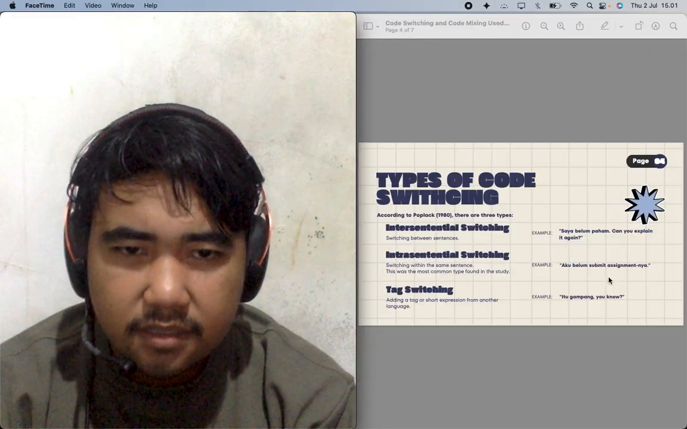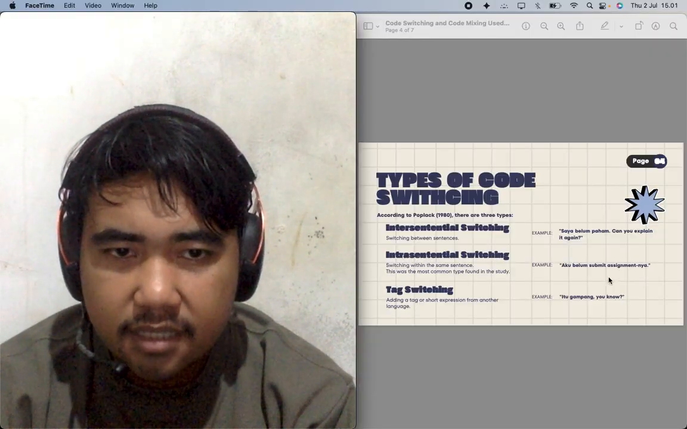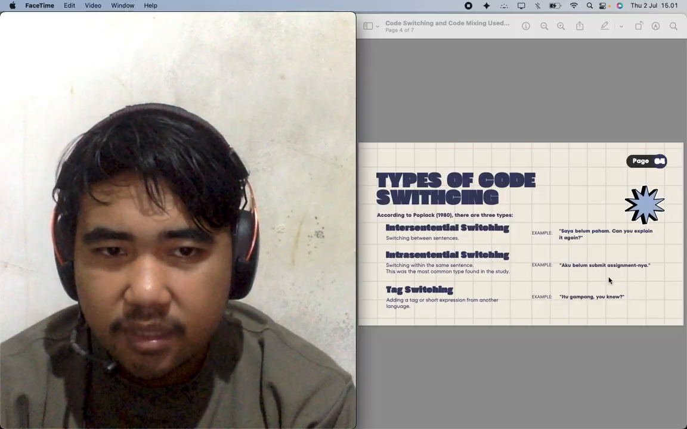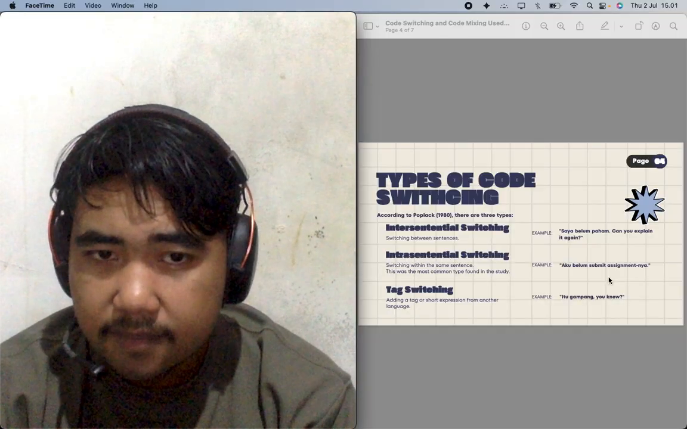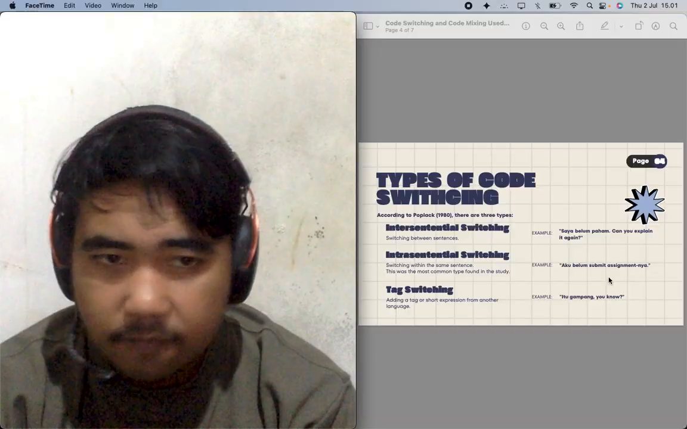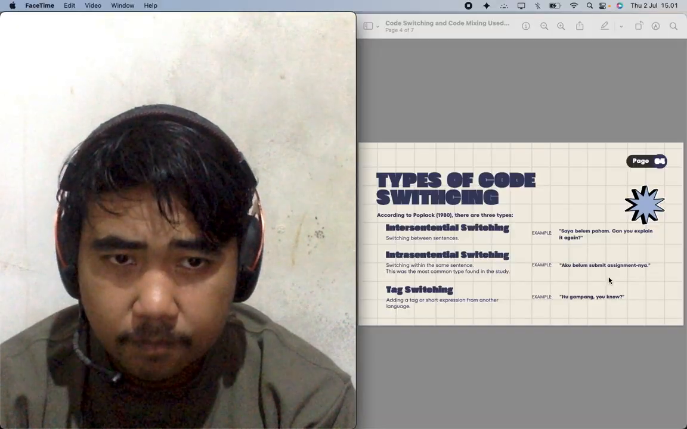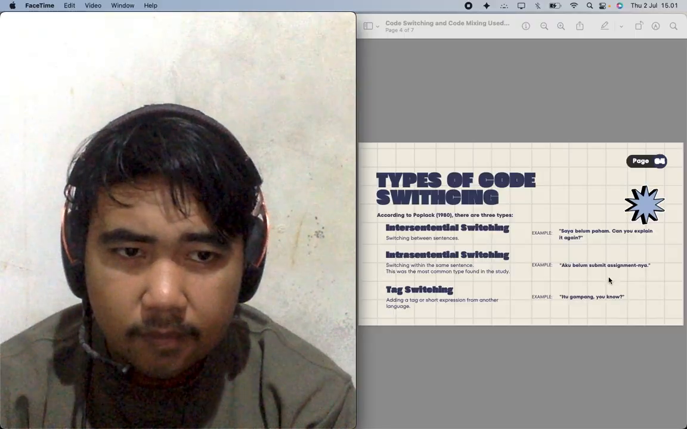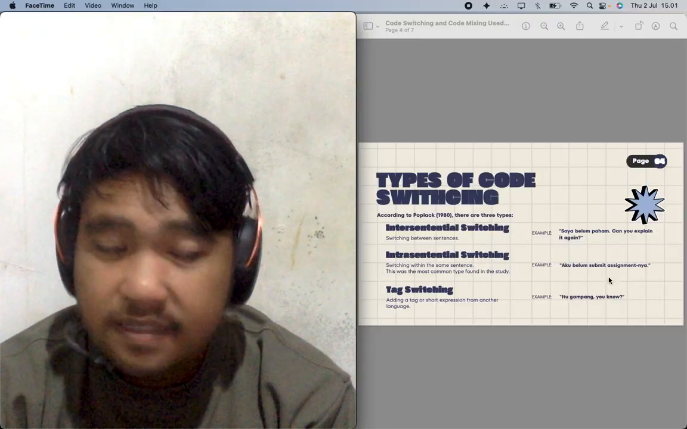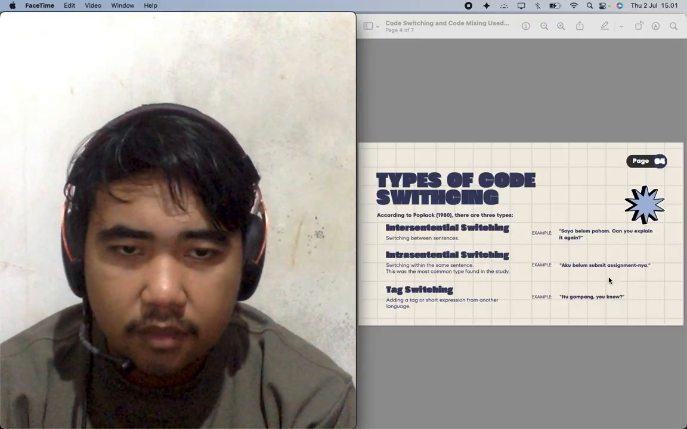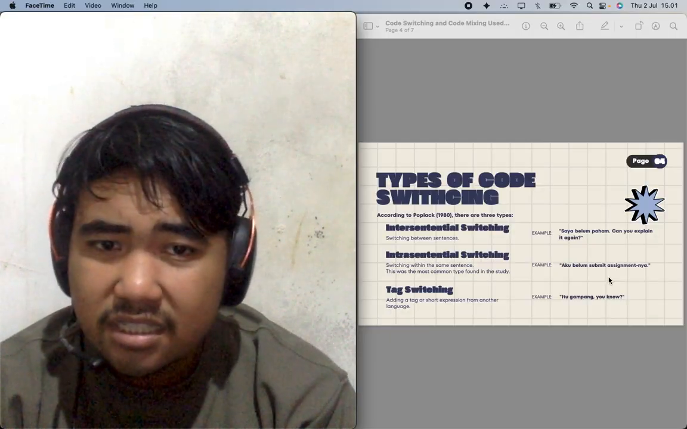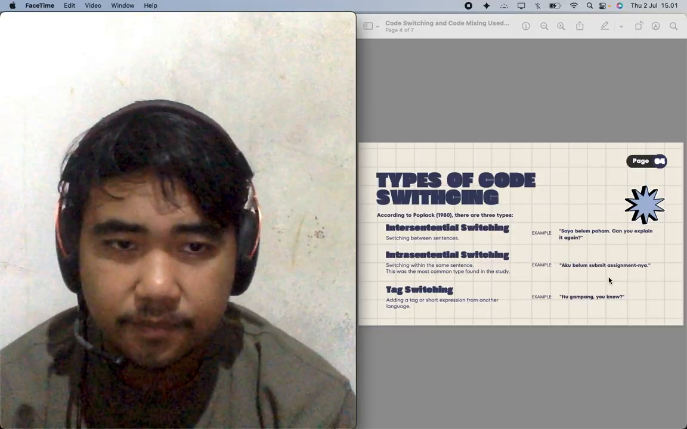The second type is intrasentential switching, meaning switching within the same sentence. This was the most common type found in the study. For example, "Aku belum submit assignment-nya." So that explains the intrasentential switching.